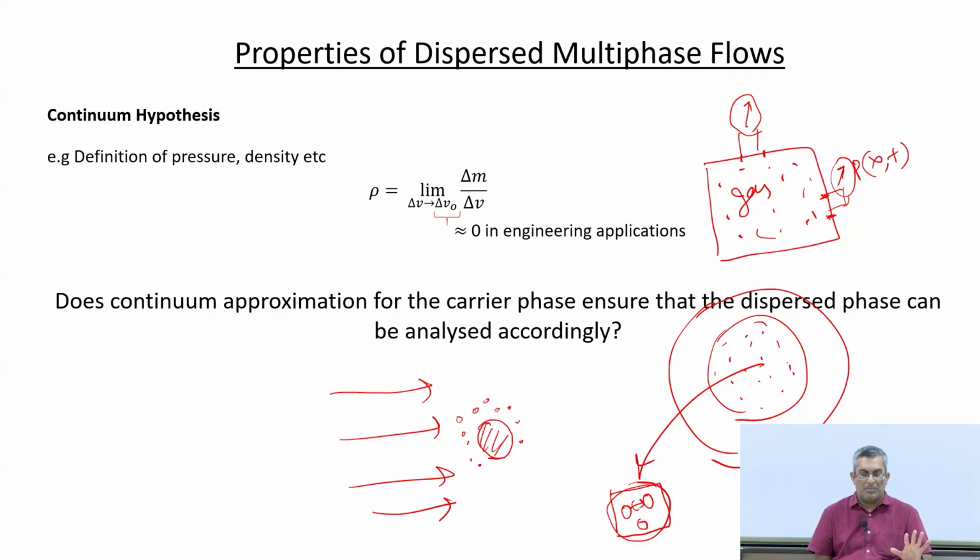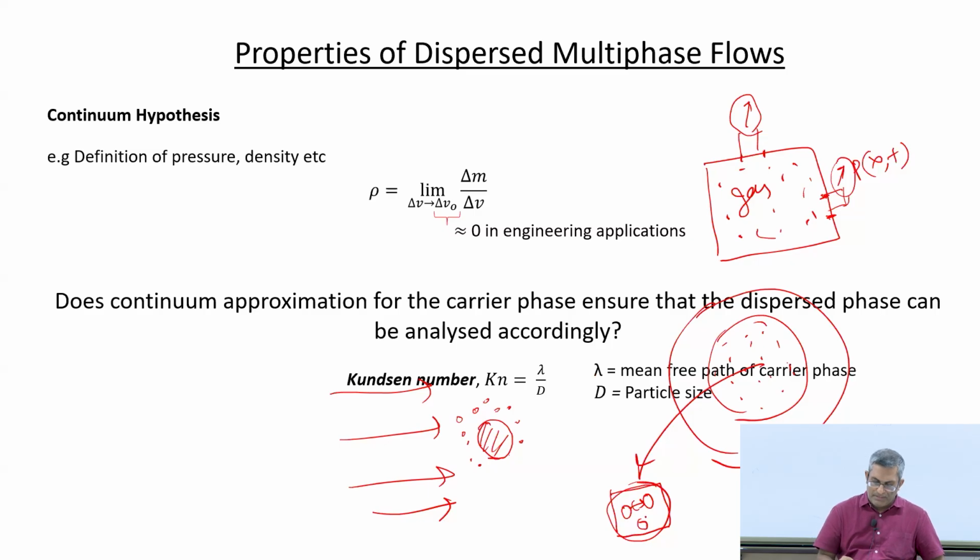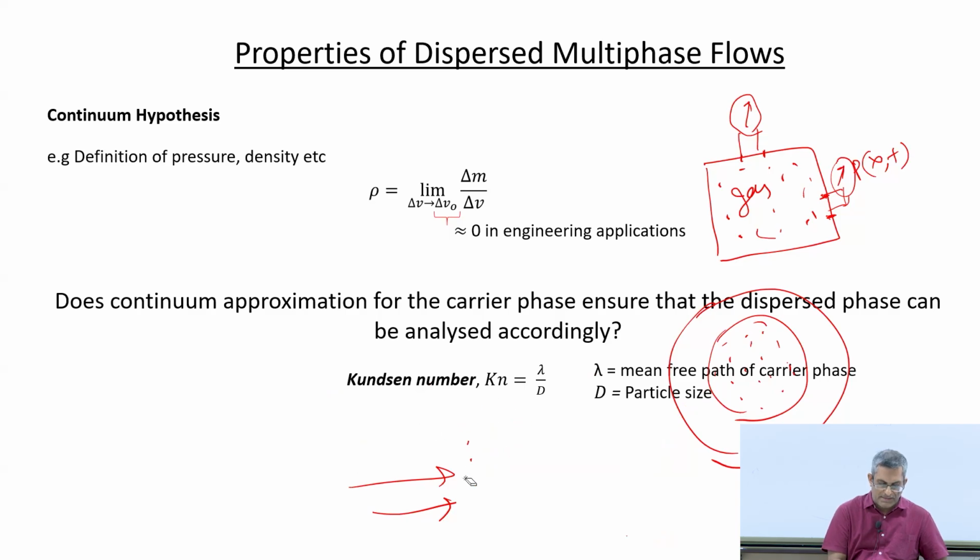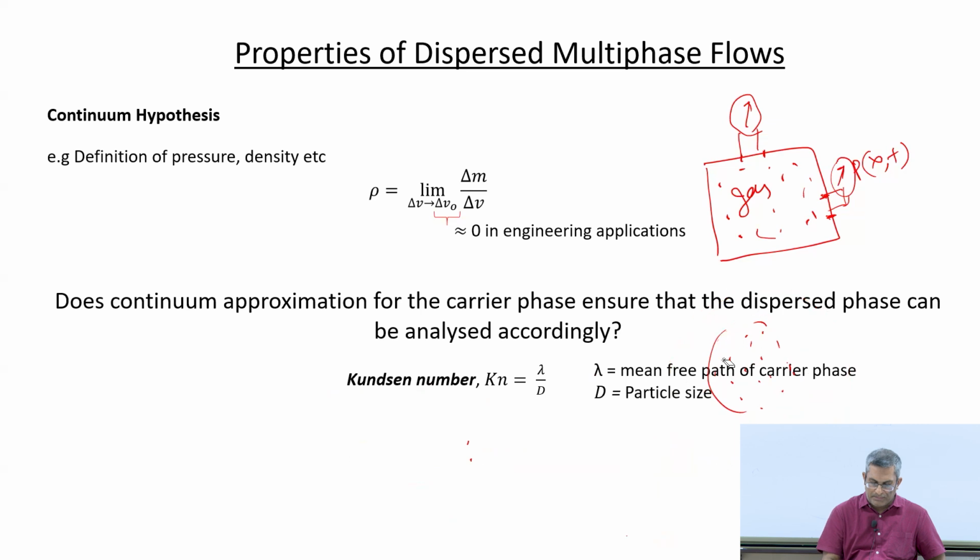Are you getting it? So basically what I am trying to convey here is that the continuum assumption for the carrier phase does not guarantee that the continuum assumption is valid for the dispersed phase analysis also. So how do we deal with this? That is why we define something called the Knudsen number. This number is defined as the ratio of the mean free path to the particle size.